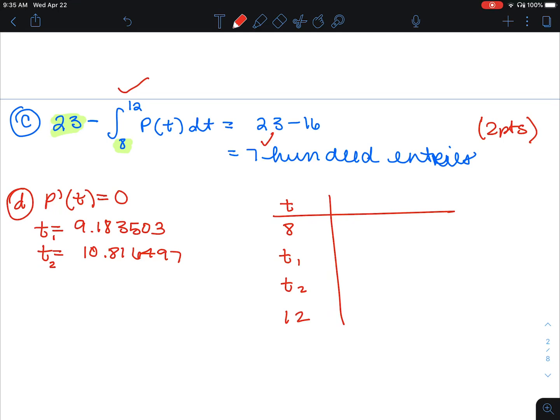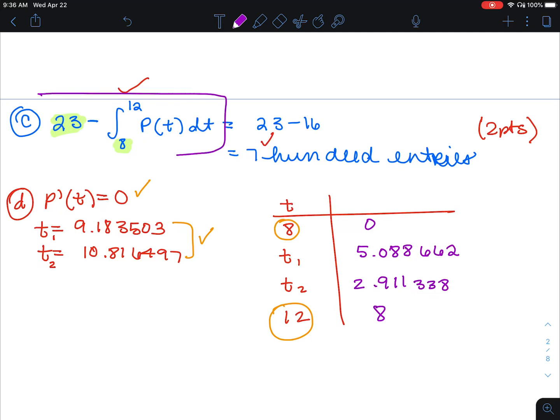You're then going to put these candidates, and so for point-wise, identifying these candidates, including recognizing 8 and 12, is another point, and then your answer is what would matter. So we're going to figure out what these values are. We've got 0, 5.088662, 2.911338, and 8. By the way, this is also going back into that original function we came up with in C. That's the model that we're using right here. So make sure that when you're putting this in, you're getting 0, so it'd be 23 minus the 8, so you'd be at 0 here.